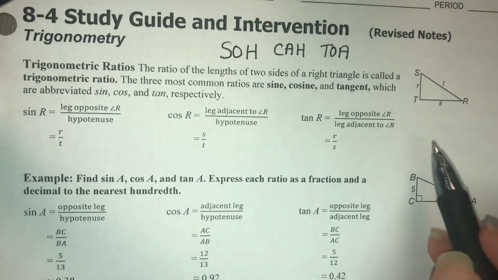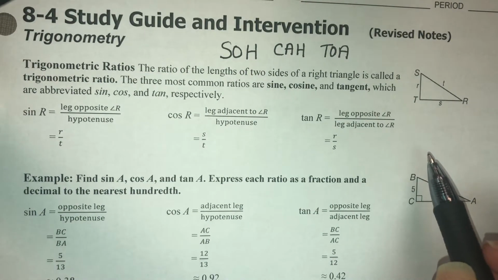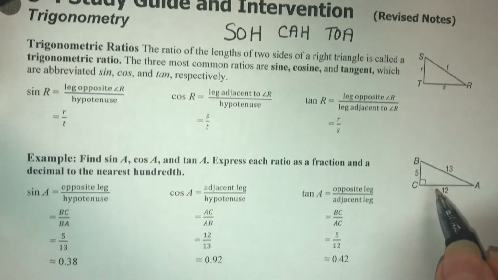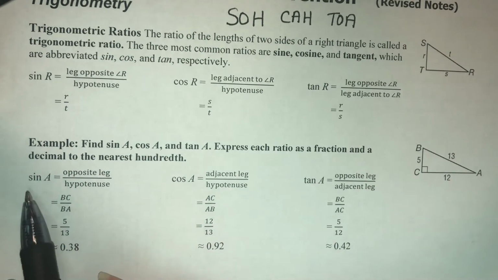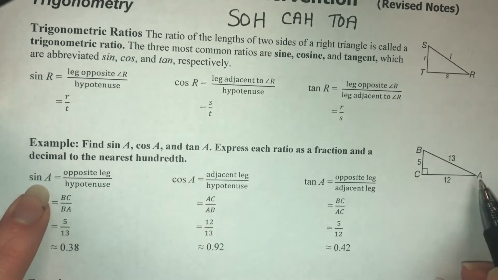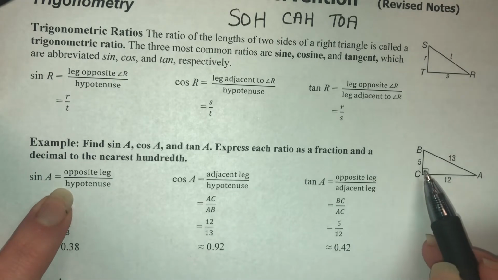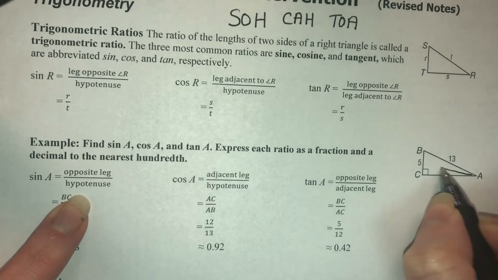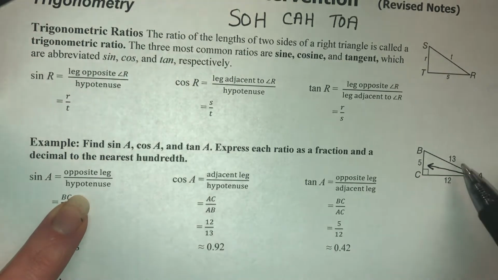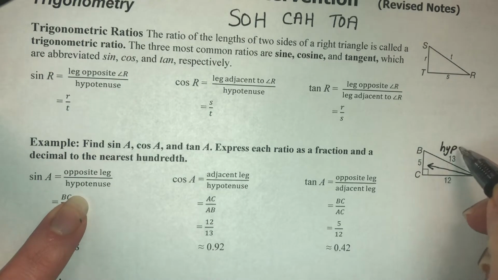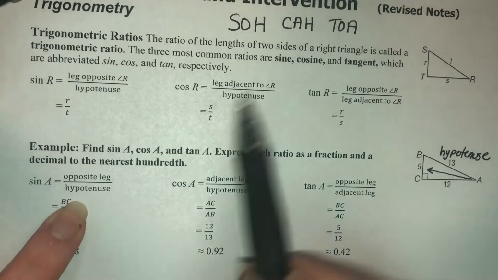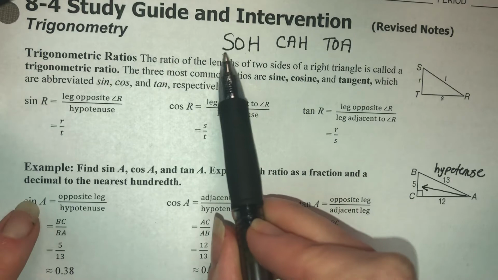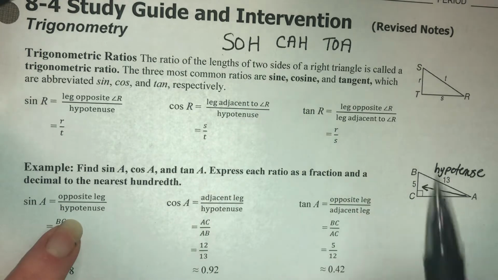So first of all, you need to know that these trig ratios are going to be used on our right triangles. So you should see a right angle here. The sine of the angle A is equal to the opposite leg over the hypotenuse. So the opposite is the one that is across from it. And the hypotenuse, of course, is the longest side. That won't change. It's always the longest side. So the SOH stands for sine equals opposite over hypotenuse.